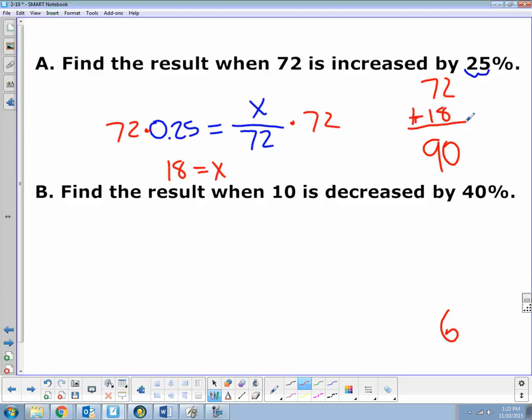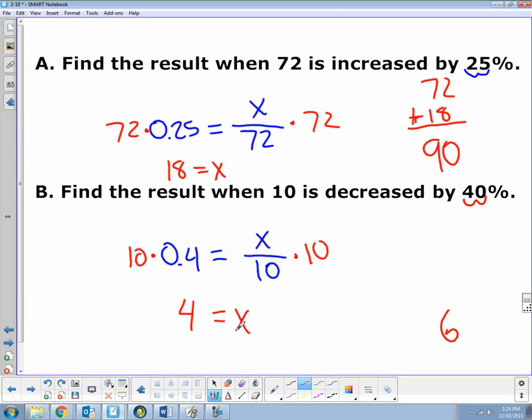Same idea for the next one. I've got a 40%. I change that to a decimal, 0.40. So I have 0.4. I know that I'm starting with 10. I don't know how much it's changing by, but if I isolate the variable, if I use the inverse operation, opposite of divide is times, 0.4 times 10 is 4, because really when you multiply by 10, you're just shifting a decimal place over. Then x equals 4.